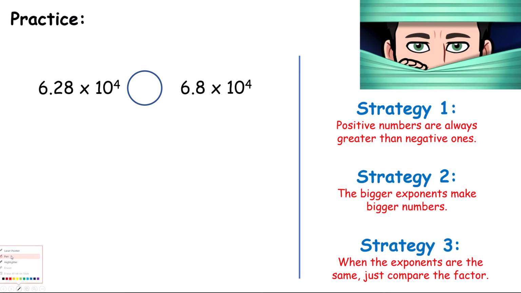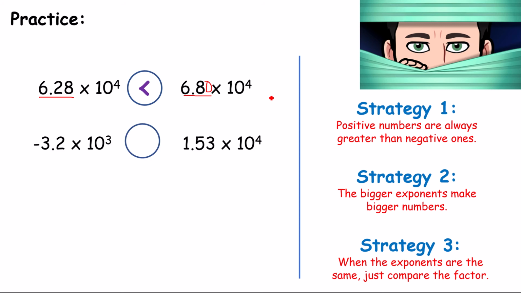So when I look at these, I see that I have 6 and 28 hundredths. Here I have 6 and, this is 80 hundredths, or 6 and 8 tenths. 6.28 is smaller than 6.80, therefore this is going to be less than. How'd you do? Try this one.